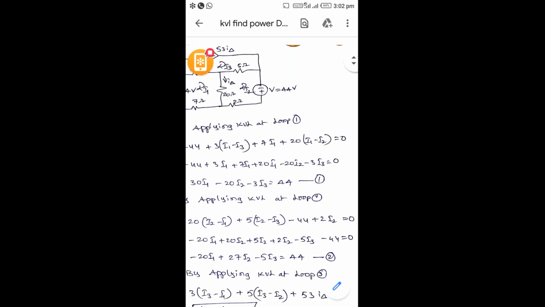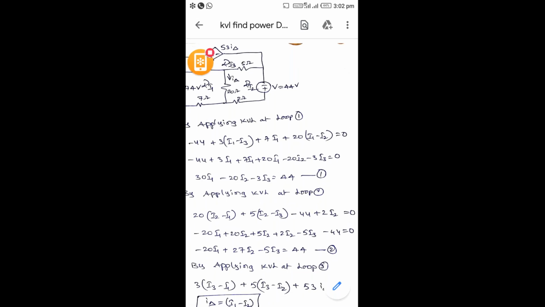Next, we can write it in order as I1, I2, I3: minus 20 I1, then adding the I2 terms, 20 plus 5 plus 2, 27 I2, minus 5 I3, and the minus 44 goes to the right-hand side as 44. So this is equation 2.